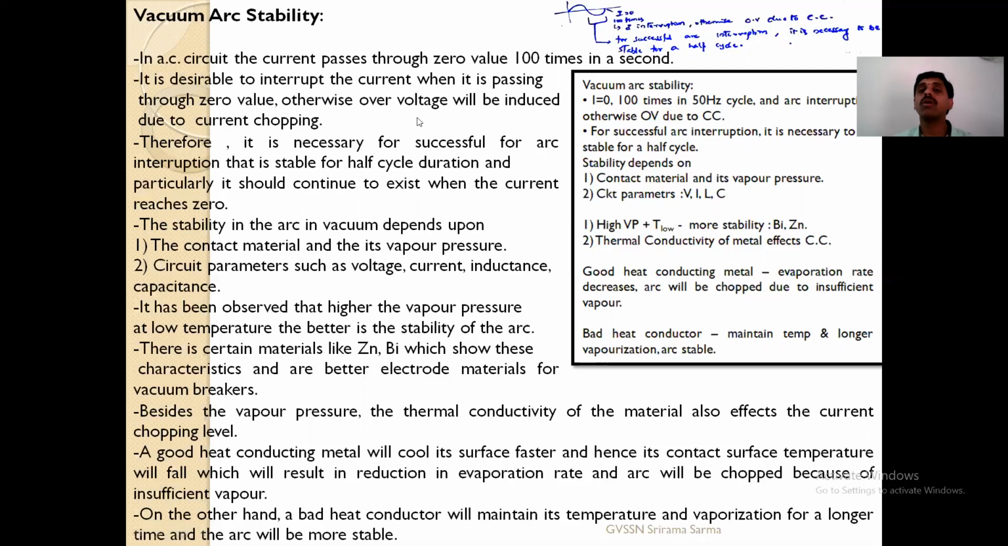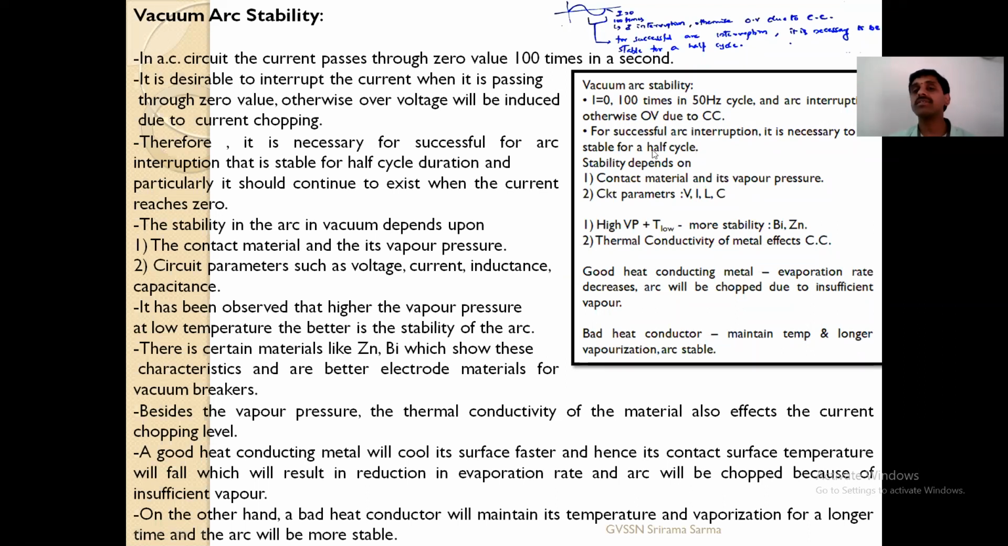Otherwise, a high voltage will be induced, as we said, restriking voltage due to current chopping. When we discussed the current zero point and current chopping, we covered low currents, where chopping may take place with a high blasting effect. So for successful arc interruption, the arc needs to be stable for half a cycle. Otherwise, it leads to current chopping, which is what we discussed earlier. That means the vacuum arc should be there for at least half a cycle.